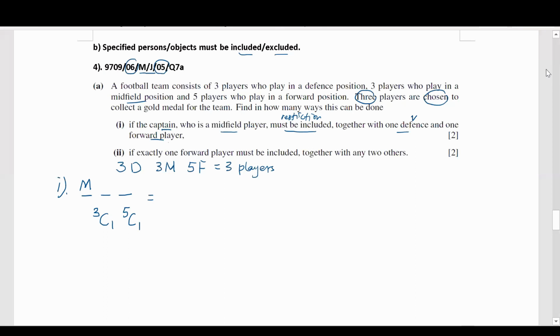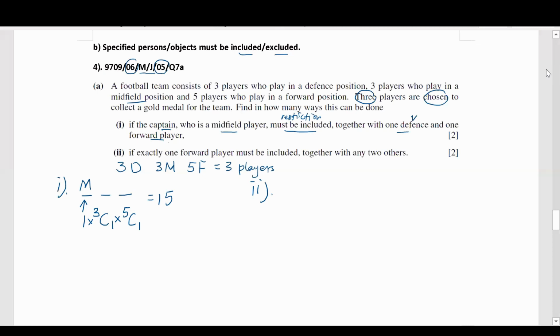So the total number of ways is, as we are using the multiplication rule, we multiply them all together, right? And as for the midfield player who is the captain, there's only 1 captain, right? So there's only 1 way to do so. We multiply all, so the answer would be 15. So there are 15 ways to answer part 1. Okay, now we look at part 2.